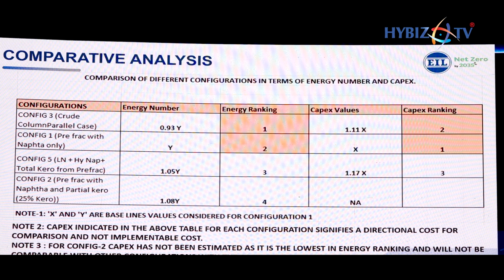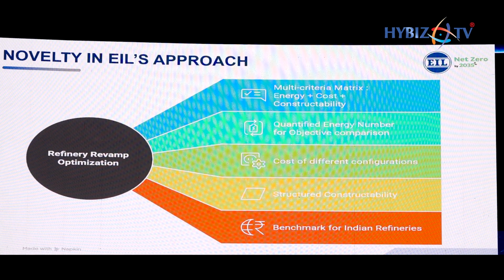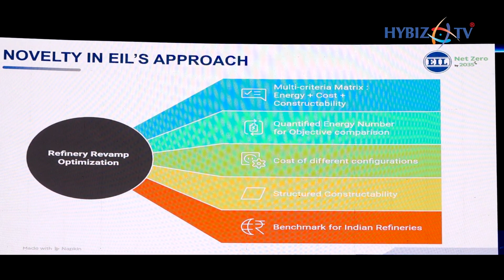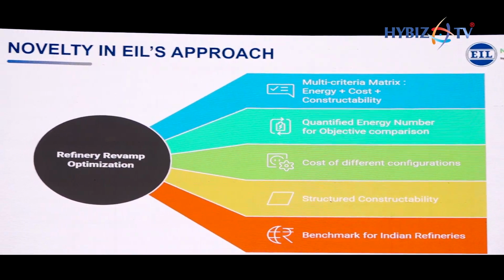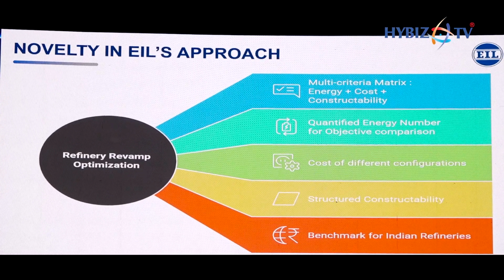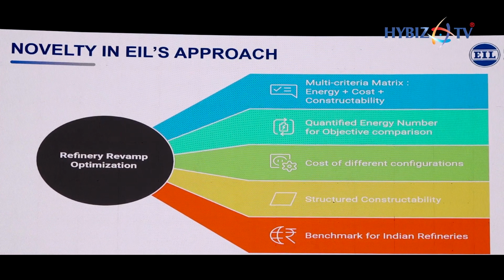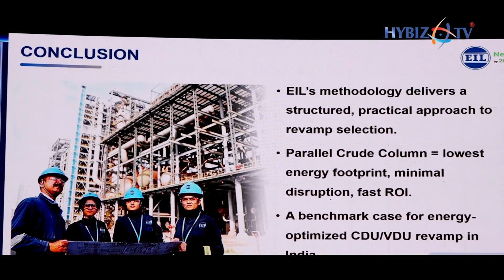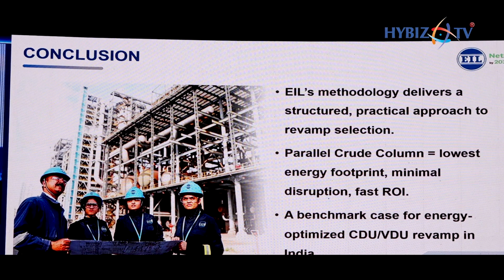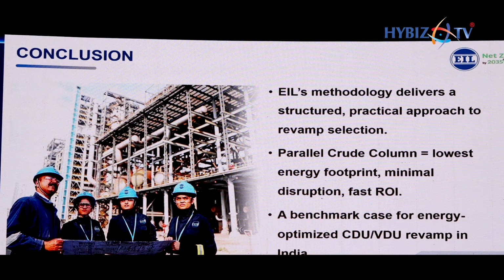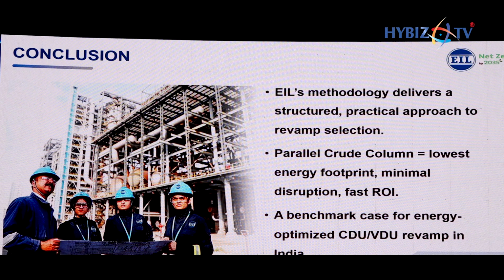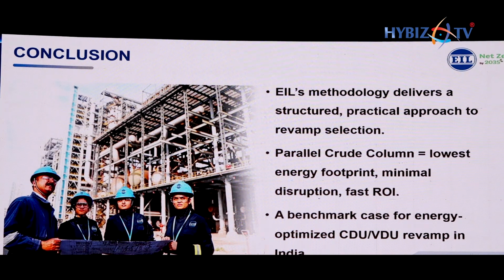I think we are running out of time, so I'm coming to this novelty, which I have already explained: a multi-criteria matrix of energy plus cost plus constructability. This should be the benchmark for Indian refineries in the future. Finally, to conclude, EIL's methodology delivers a structured and practical approach to revamp selection, not the traditional way. Parallel crude column, lowest energy footprint, minimum disruption, fast rate of return, and a benchmark case for an energy-optimized CDU revamp. Thanks for listening to me.